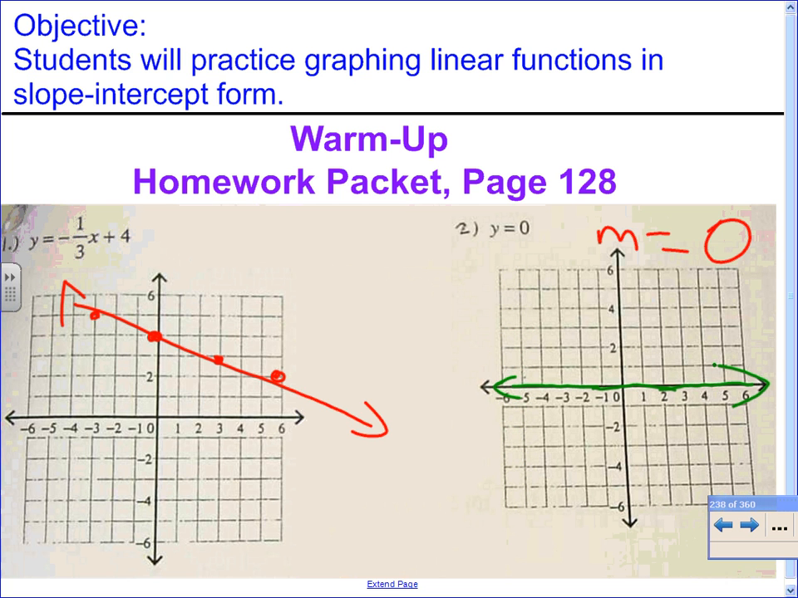Adam, your warm-up should be opened, okay? Warm-up. Okay, if it's not right, fix it, please.